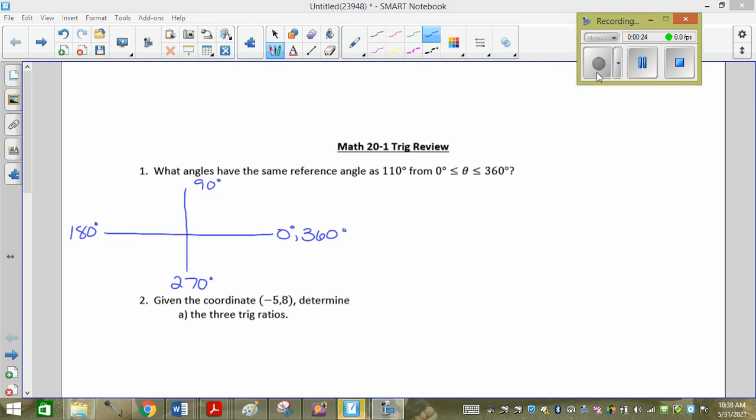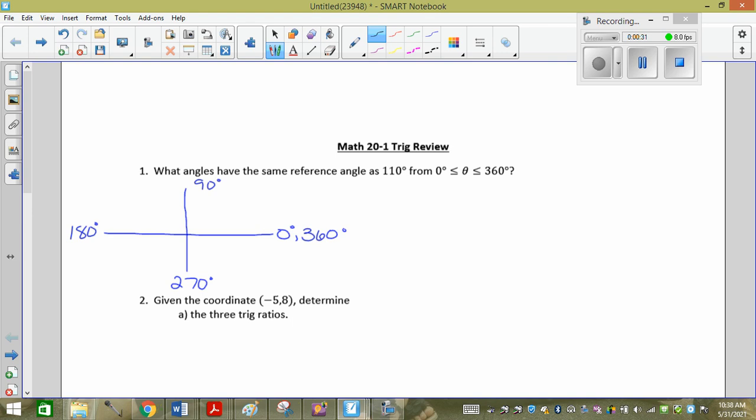360. I draw my 110. 110 is 70 away from 180, or 20 away from 90, so it's going to be somewhere like here. So this would be like 110, just to help myself visualize it. So my reference angle is 70, because it takes me 70 to get to here, correct? Then my reference angle is 70.